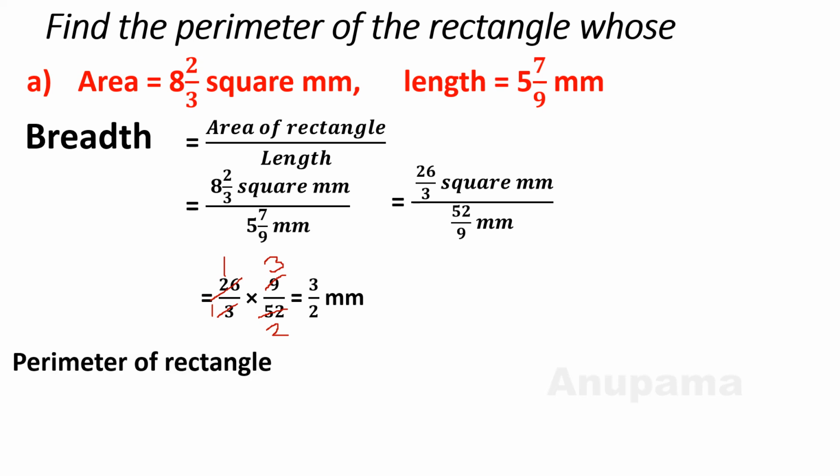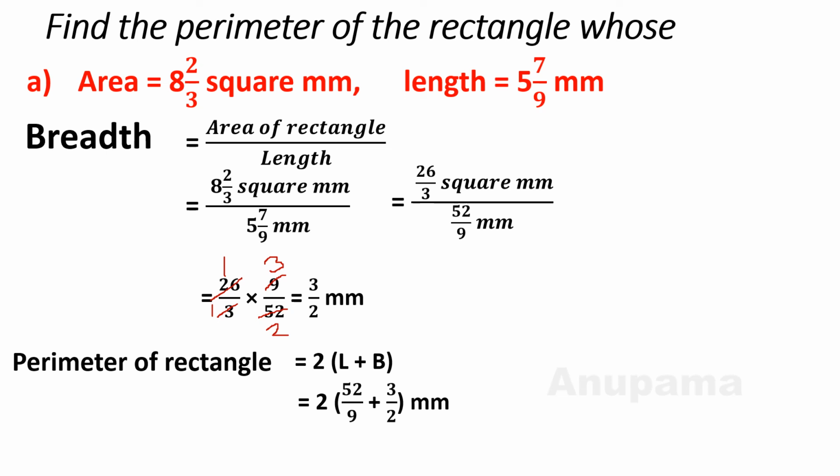Now perimeter of rectangle we need to find out. So length we have and we have breadth also. So what is the formula? 2 multiplied by length plus breadth in brackets. So here we will put the values: 2 in bracket, length equals 5 and 7 by 9, and we have already converted 5 and 7 by 9 into an improper fraction, that is 52 by 9. So we will write 52 by 9 plus, and breadth is 3 by 2. So it is 2 in bracket 52 by 9 plus 3 by 2 millimeters.